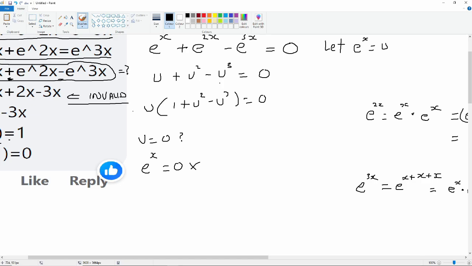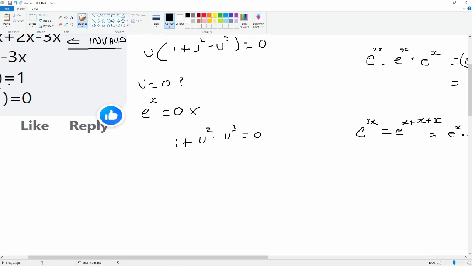So we can forget the u as a possible solution. So u equals 0 is not a solution. So our only possible solution could lie here, where 1 plus u squared minus u cubed equals 0. Now this is a possibility.